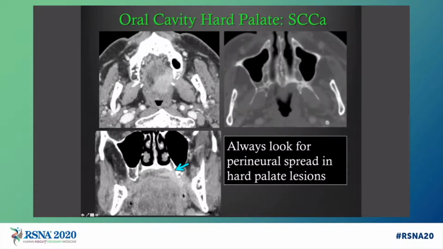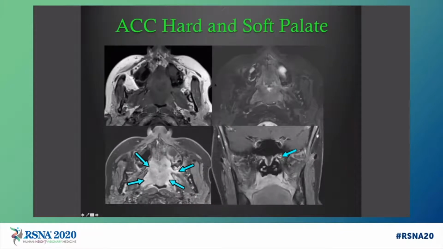Really, it's important to always look for perineural spread in these hard palate lesions. In this patient with adenoid cystic carcinoma, we see this diffuse marrow replacement of the hard palate on our axial T1 weighted image. We see this diffuse T2 hypointense and enhancing lesion here on our post-contrast images. Notice this is extending into the greater palatine nerve foramina and to the pterygopalatine fossa, posteriorly into the oropharynx.